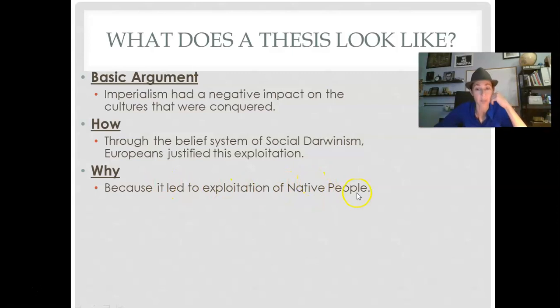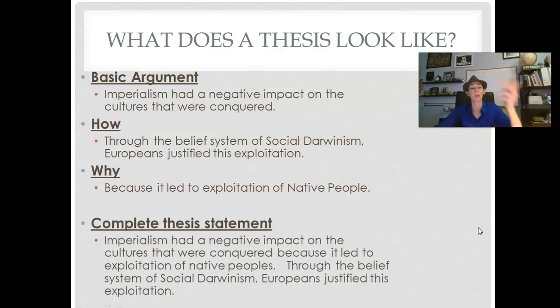It led to the exploitation of native people. So imperialism had a negative impact on cultures that were conquered. How did it have this negative impact? Social Darwinism is how. And why? Because it exploited the native people. And here below is your complete thesis statement.